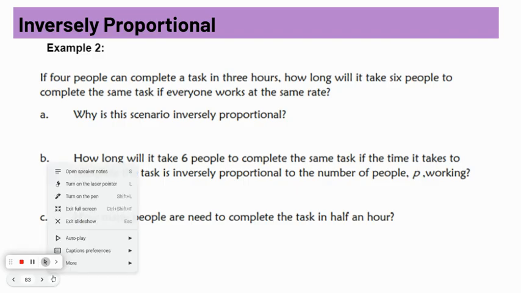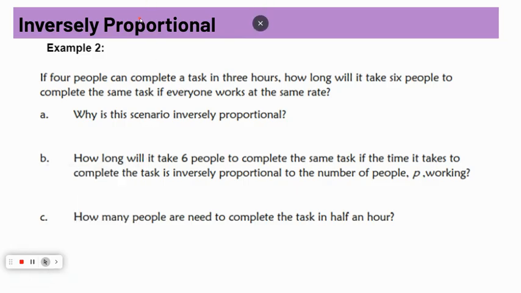On this next one, we're going to talk about what inversely proportional means. When we look at inversely proportional relationships, we're talking about as x increases, then y decreases. So we're looking for relationships where as x gets bigger, our y value gets smaller. In this example, it says if 4 people can complete a task in 3 hours, how long will it take 6 people to complete the same task if everyone works at the same rate?